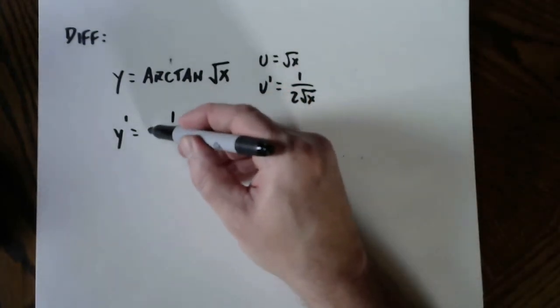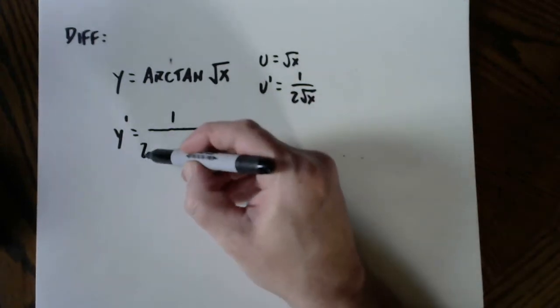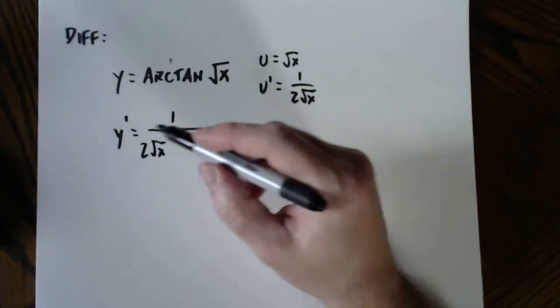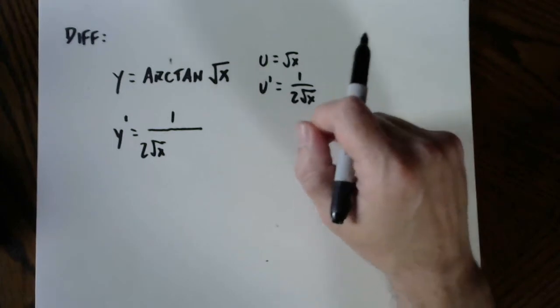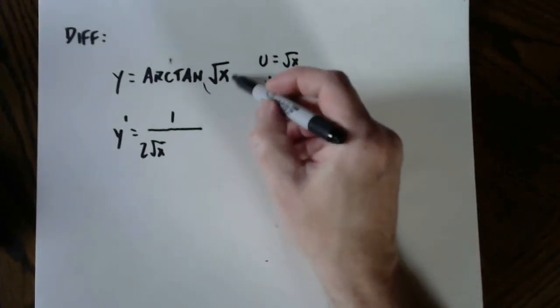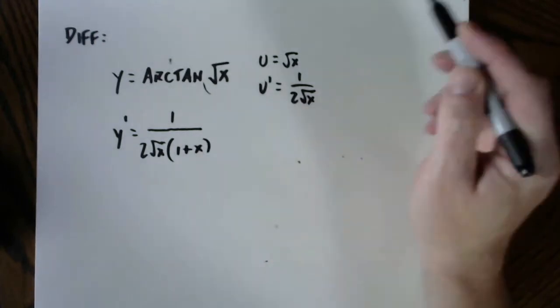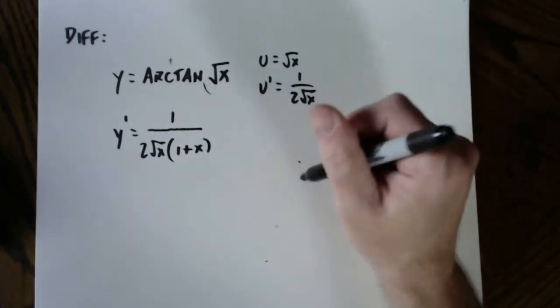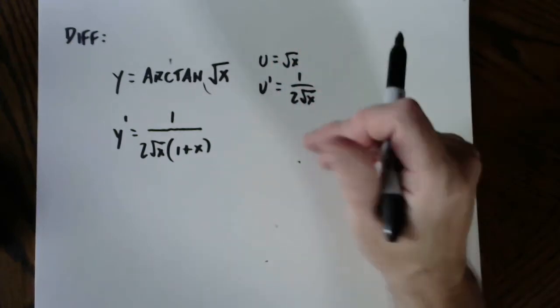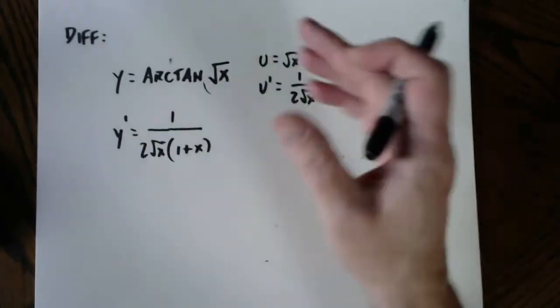And that's my u prime. The rest of it is 1 plus u squared. And that's going to be nice because that's a root. 1 plus x. And I'm fine with this. You could distribute this. Typically the philosophy is factored is better.